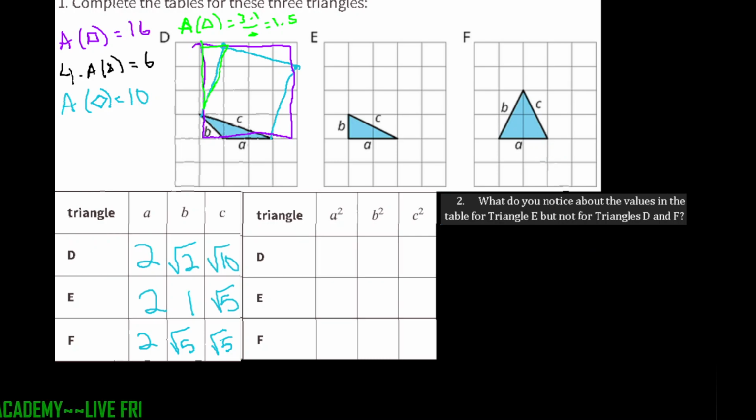Now for the second part, it says to complete the table. Since we have these side lengths, we can square them to get the areas of those big squares. So 2 squared is 4, square root of 2 squared is just 2, and square root of 10 squared is 10.